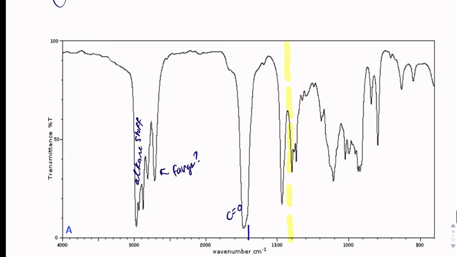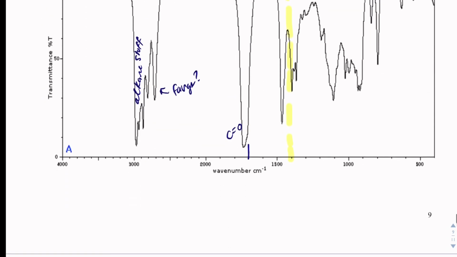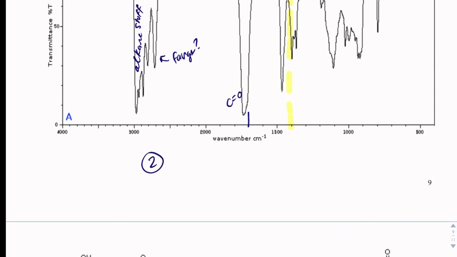So for sure we have a C=O. So the only two that could possibly be are number 2 and 5. I don't need to narrow it down to which one it for sure is right now. I'm just going to keep moving, okay? So I've narrowed it down to what maybe it is. I have a good idea, but I want to prove it.